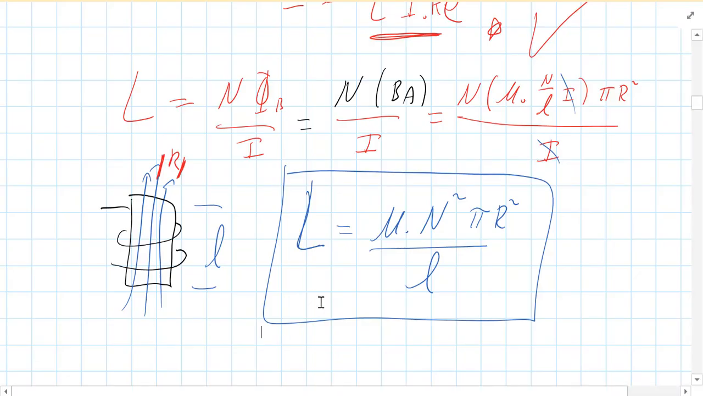That's basically the introduction. In our next video, we're going to start talking about how inductors behave when you put them in circuits over time.